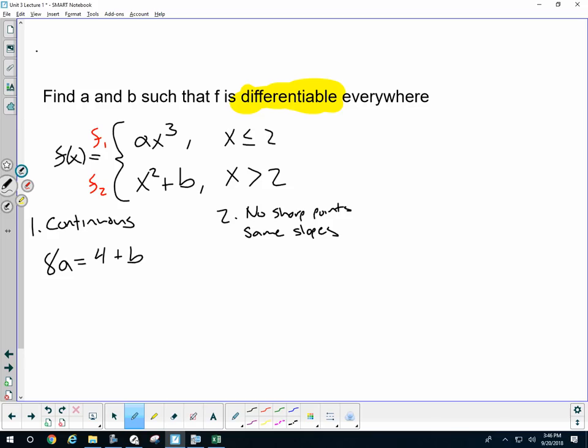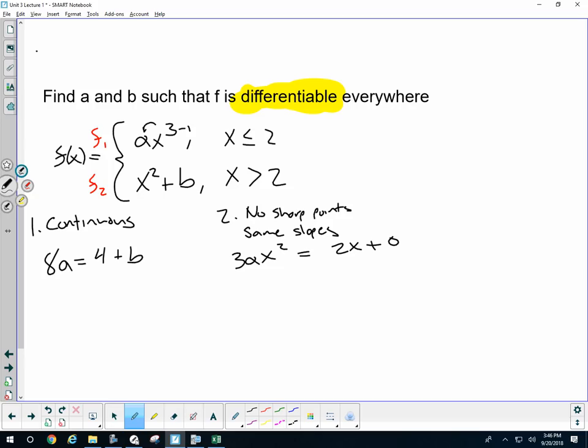How do I find the slopes of these two pieces? Take the derivative. Fantastic. So the slope of this guy will be determined by, now a is a constant, so 3 times a x to the second power. The slope of the bottom guy is what? 2x. I'm glad you said 2x and not 2x plus b. b is a constant, so the derivative of b is 0.